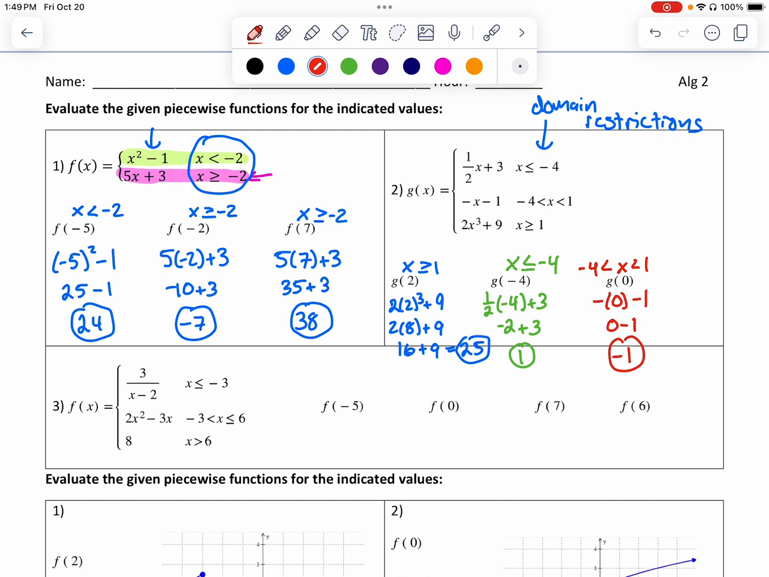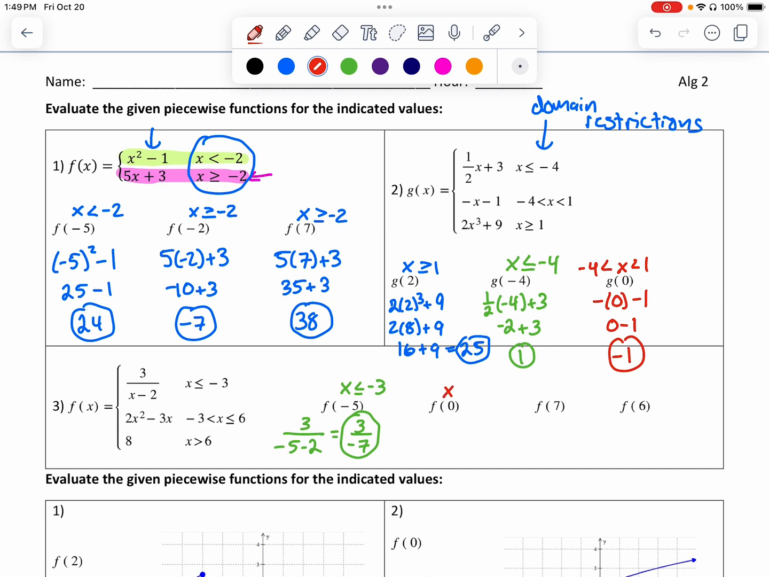All right, for our final equation, we've got negative 5 as our x, and negative 5 is less than negative 3. So I know it's going to fit that first restriction. So we'll do 3 over negative 5 minus 2. So negative 5 minus 2 is negative 7. And I can't simplify that, so it'll just stay the same.